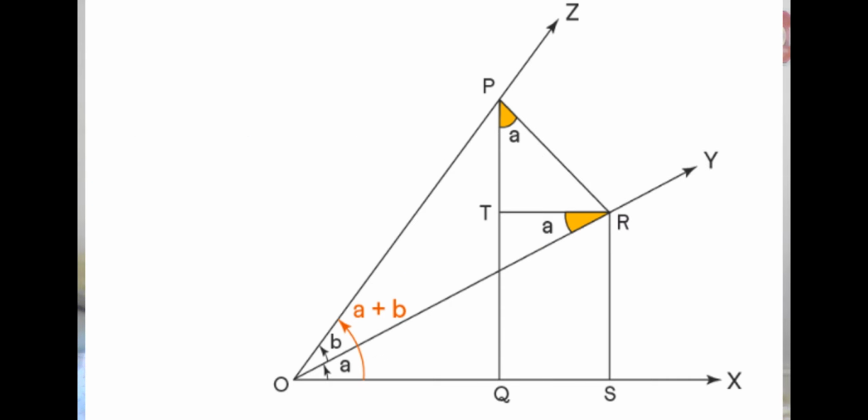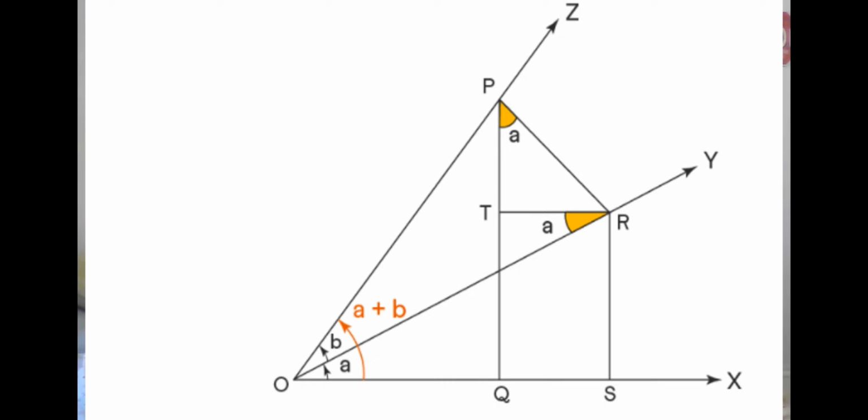Namely, that from p to t over p to r is the cosine of the angle between these. From p to r over o to p is the sine of angle b. From r to s over o to r is the sine of angle a. And from o to r over o to p is the cosine of angle b. Lastly, we see the first angle is congruent and therefore equal to angle a. So our proof is complete that the sine of a plus b is exactly equal to the sine of a times cosine of b plus the sine of b times cosine of a.